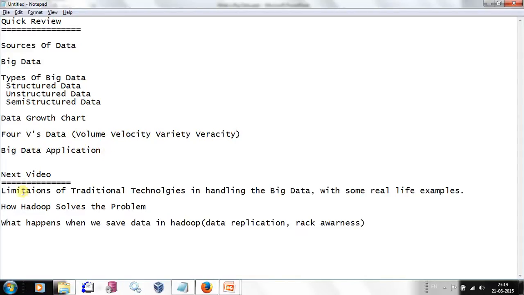In the next video, we are going to see the limitations of traditional technologies in handling big data, with real-life examples. Also, we will see how Hadoop solves this problem, and what happens when we save data in Hadoop. We will see something about data replication, rack awareness, and more.